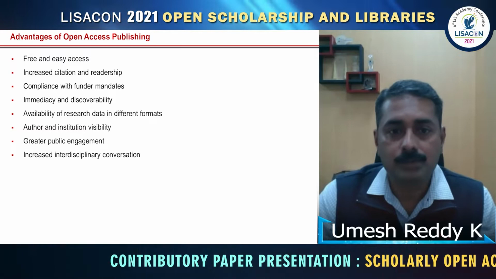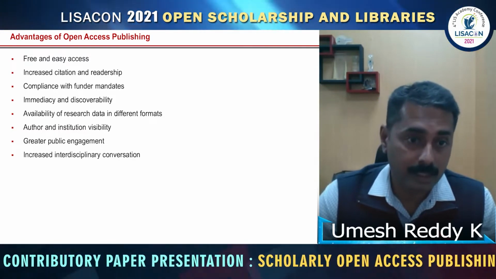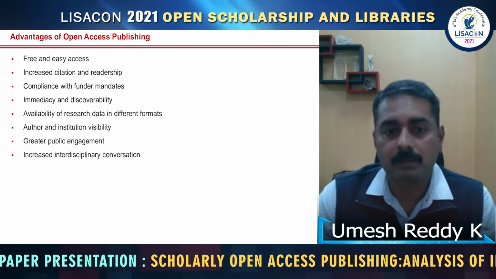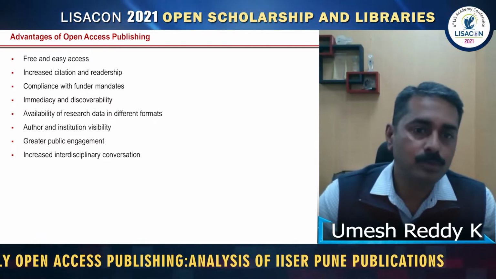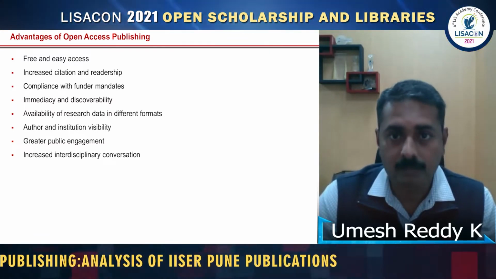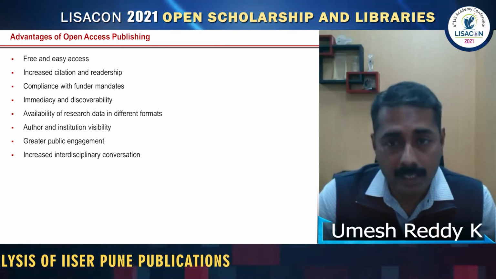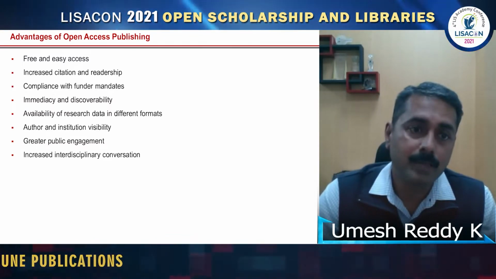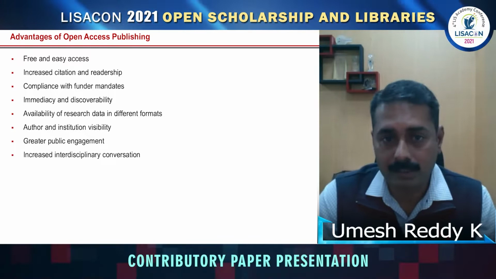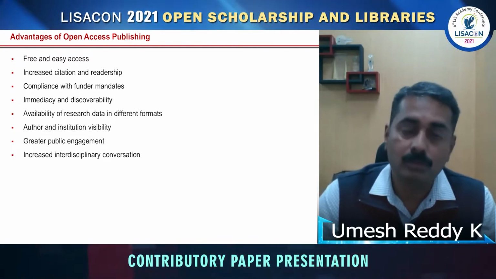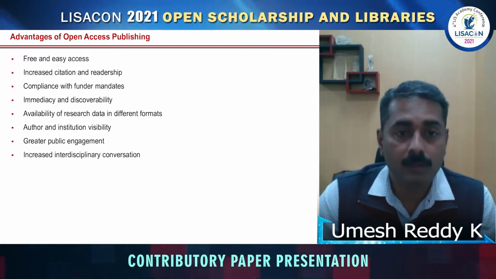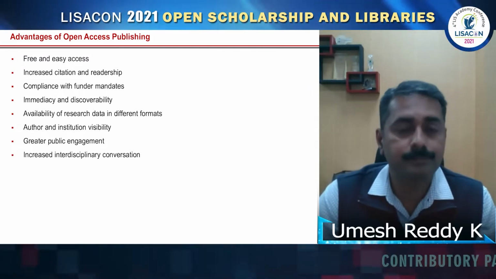Author and institution visibility can be increased. More readers can become aware of authors who publish in open access journals as opposed to subscription only journals. The institutions can enhance their profile by participating in hosting open access publishing. Funding agencies supporting the research can achieve more prominence by supporting the open access movement.